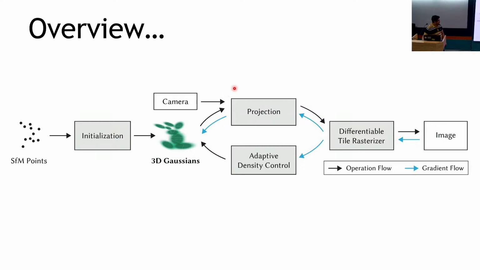So what does this 3D Gaussian exactly mean? 3D Gaussians are actually a very good representation in the sense that it's explicit.